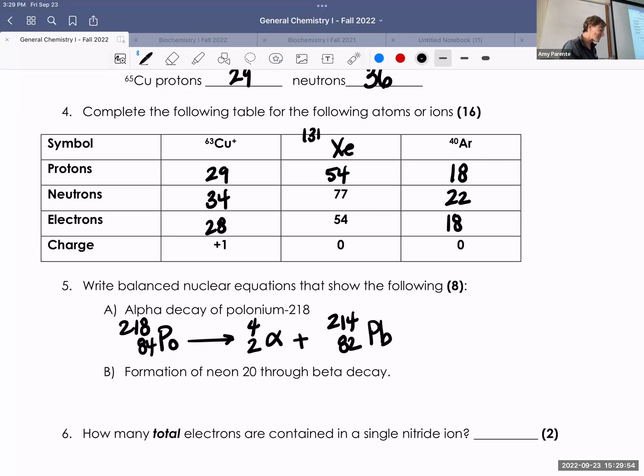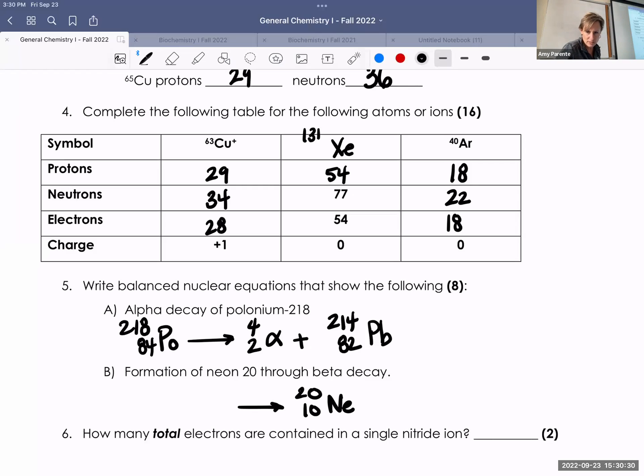Okay. So in this case, it says formation of neon. So I'm going to put neon on the right side here. And it says through beta decay. You see that word decay, that tells me that the beta particle needs to go on the product side. Now again, we don't really see bombardment with beta particles because we call that electron capture. But that is the same particle. So let's finish out neon. It's neon 20. And we look up on the periodic table, it's going to be atomic number 10.